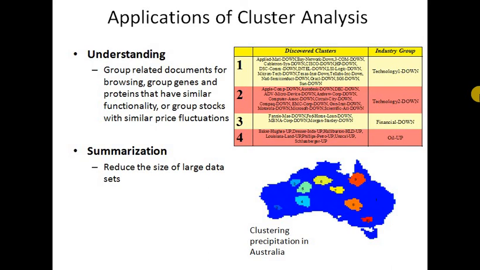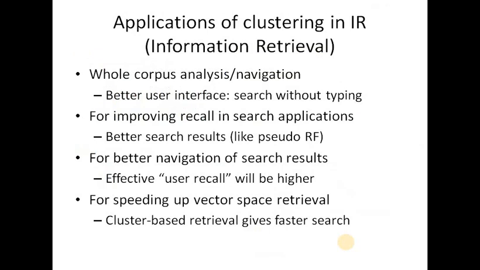Many companies use clustering according to their usage. This is the industry group: technology 1 down, technology 2 down, financial down and oil up. So there are different clusters already used in different companies. Clustering understands groups of related documents for browsing, groups genes and proteins that have similar functionality, or groups stocks with similar price fluctuations. You can also see the summarization part. Another application of clustering is in information retrieval.